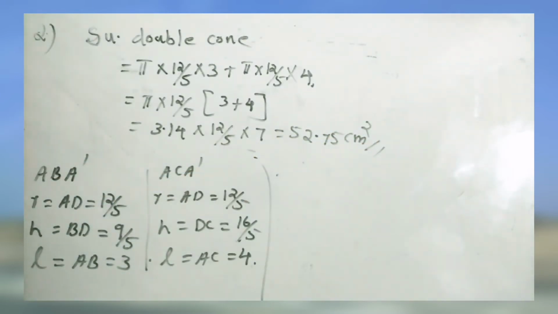So the surface area of the double cone is equal to 52.75 centimeter square.